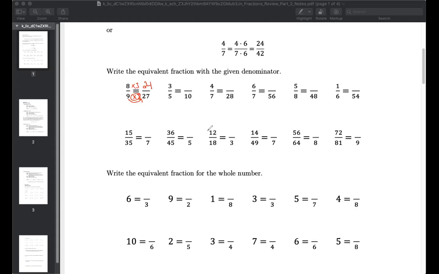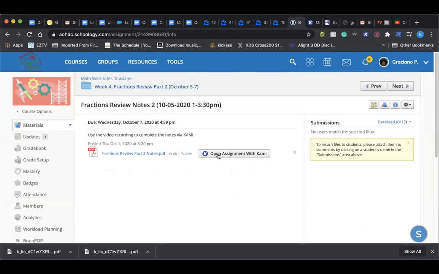Okay, in your Schoology, excuse me, let me pull it up. In your Schoology, what you should do, I wish this thing would work for me sometimes. Okay. You should say open assignment with Kami. Do you have that option? No.